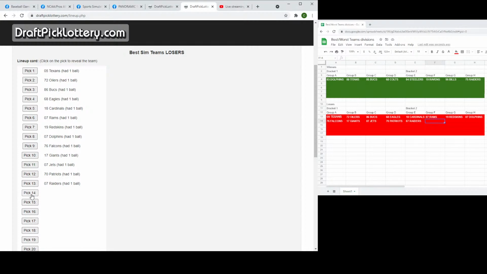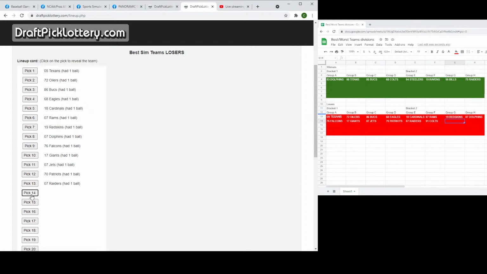So we go to Group F. Group F, the 91 Colts. This is a putrid division. You have the 91 Colts in with the 07 Rams, two teams that seemed really bad. And Group F is looking like that.